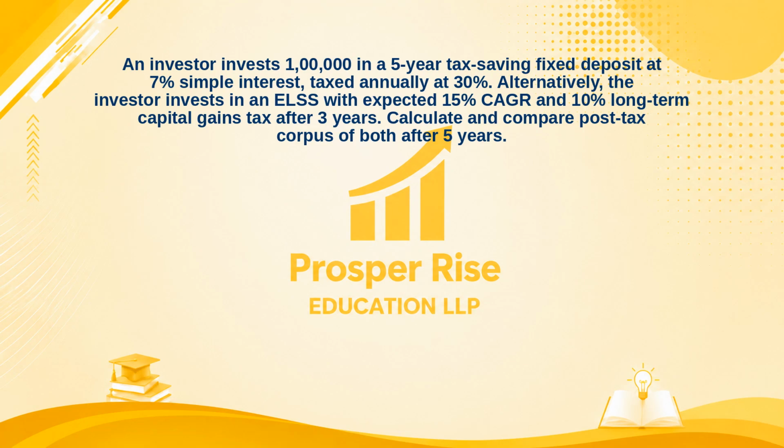An investor invests 1 lakh in a 5-year tax-saving fixed deposit at 7% simple interest, taxed annually at 30%. Alternatively, the investor invests in an ELSS with expected 15% CAGR and 10% long-term capital gains tax after 3 years. Calculate and compare post-tax corpus of both after 5 years.